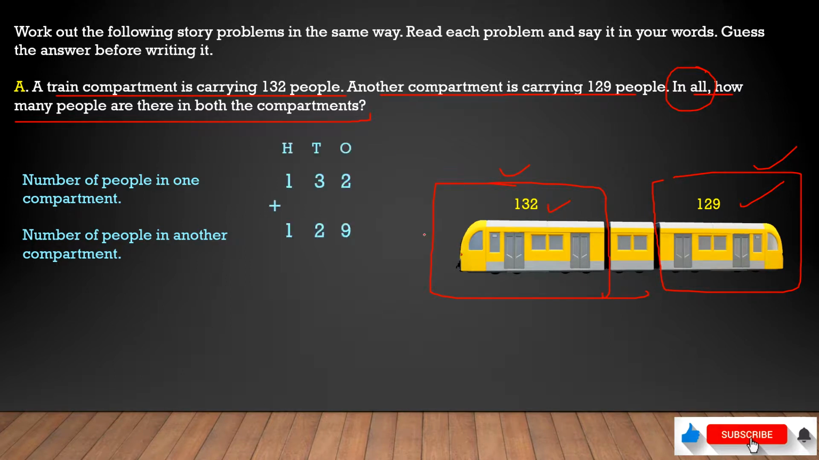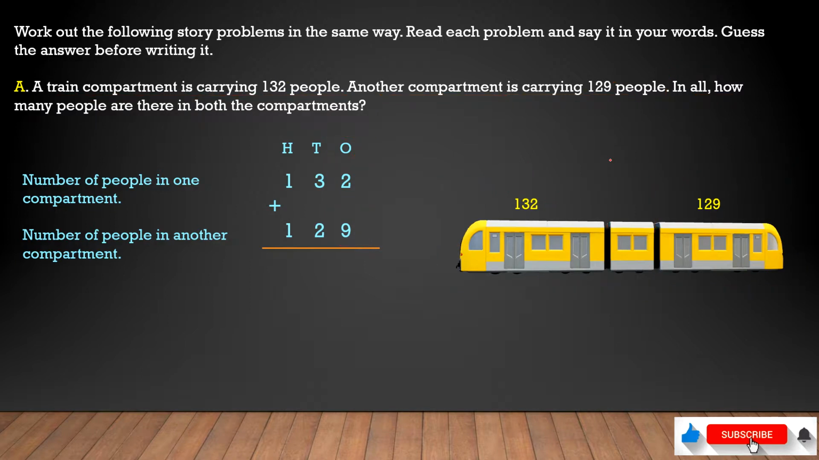So we have to add these two numbers. If you write this number, you also need to notice 2 and 9 are written under ones place because this 2 and this 9 are ones place digits. So we have written them under ones place. Tens place digits will be written together under tens place. So 3 and 2 are written together, and 1 and 1 are written together in the same column under hundreds place.